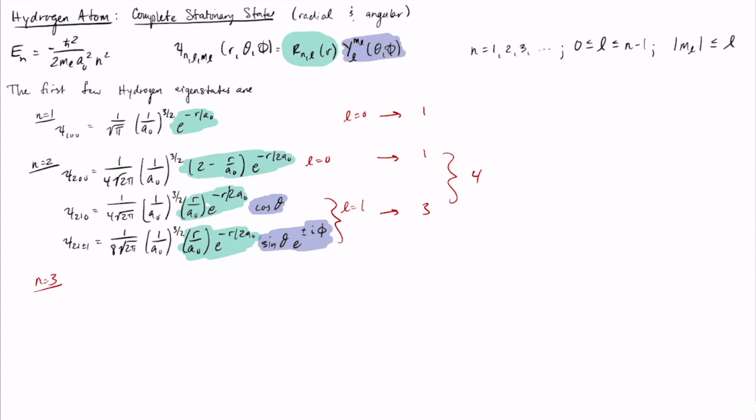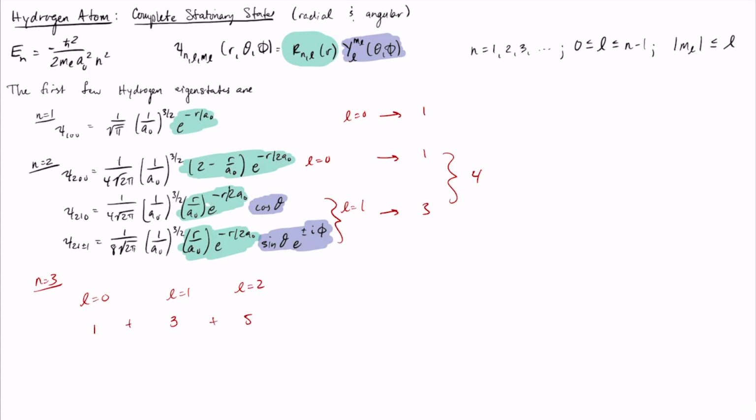All right, if we follow this through for n equals 3, we know we can have L equal to 0, which gives us 1, or we can have L equals 1, which gives us an extra 3, or we can have L equals 2, which gives us 2L plus 1, with L equals 2, gives us 5 new states.